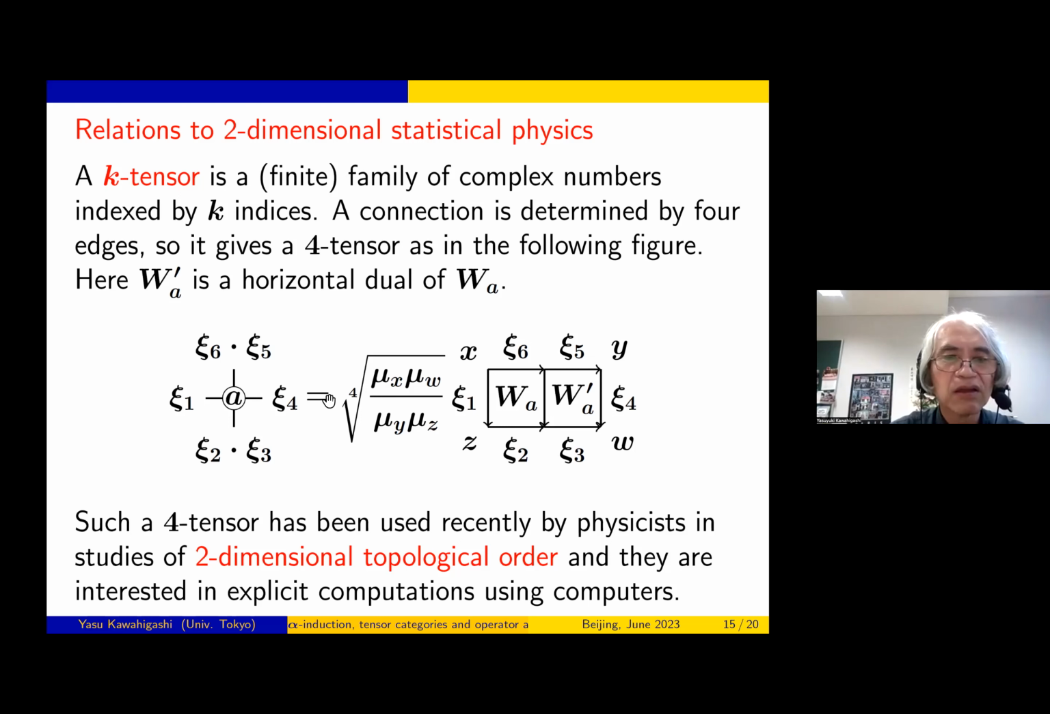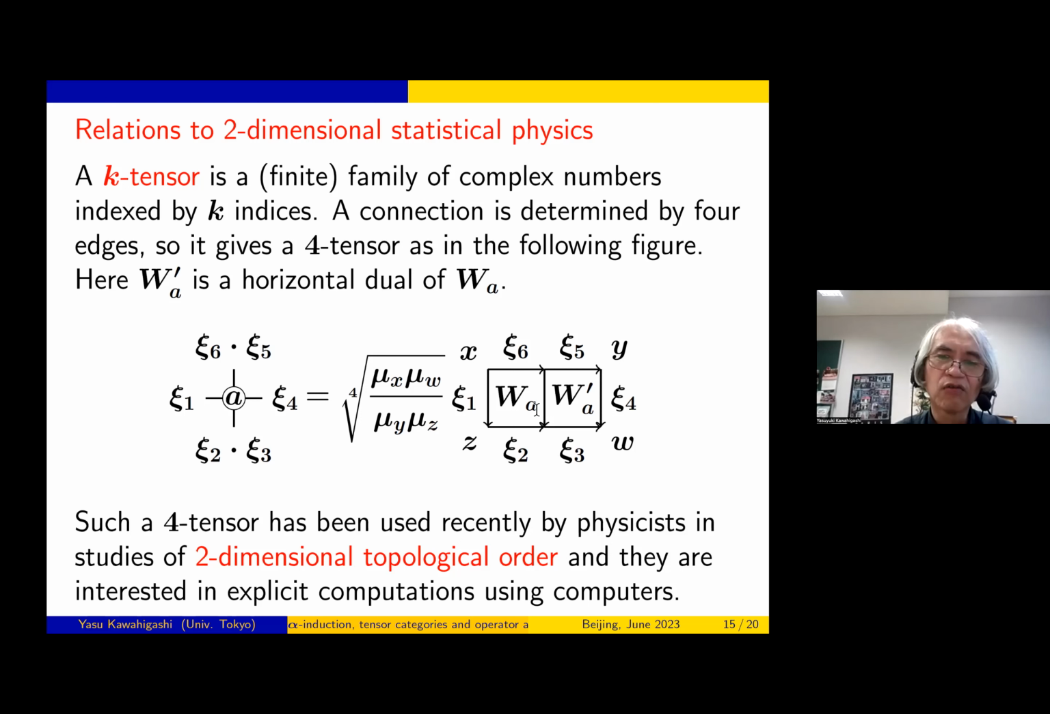And also we have some finite family of 4-tensors in this setting. So we have a label A here, and this arises from a label A of a biunitary connection. Such a 4-tensor has been used recently by physicists in studies of two-dimensional topological order. This is a hot topic in the last, say, 5-6 years, and there are really many papers. And they are interested in explicit computations using computers.